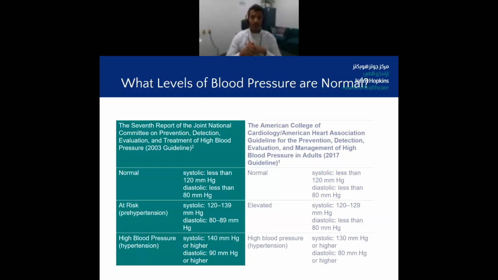millimeters of mercury. And if the reading is between 120 and 129 for the systolic, and the diastolic is less than 80, it's called elevated. So this person is at risk of prehypertension. And if the reading stands at 130 systolic or higher, or the diastolic is 80 or higher, this stage is high blood pressure, and it is diagnosed as hypertensive. So we should know all these numbers.